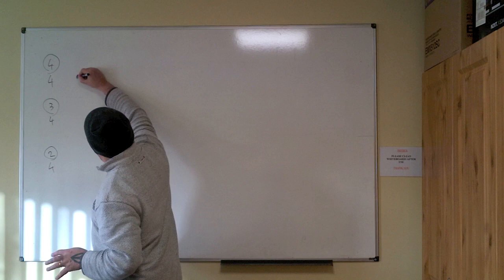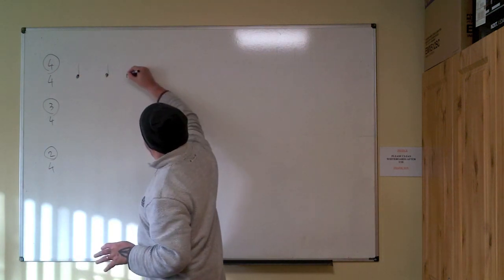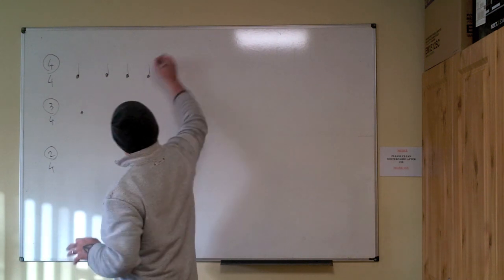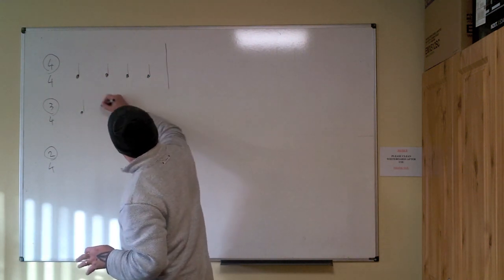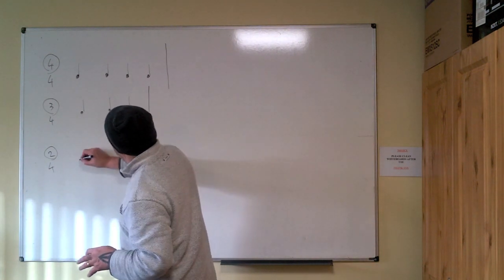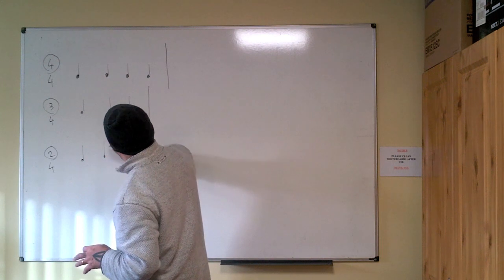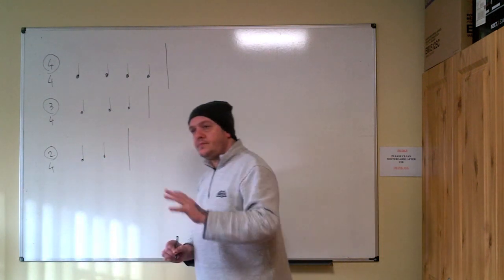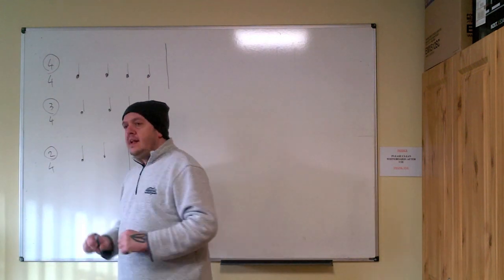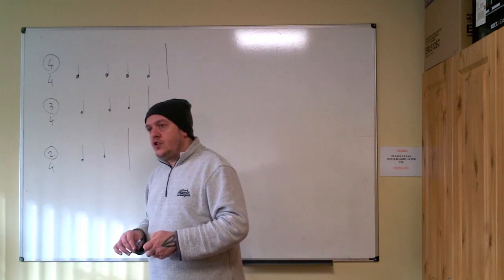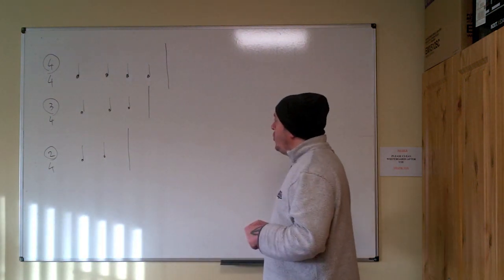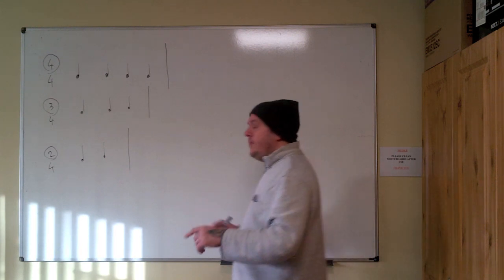I'll write it out. There are 4 quarters right there, and then there would be a bar line. I have 3 quarters there, and then a bar line. And I have 2 quarters there, and then a bar line. So that number below can change, and in grade 2 you'd be dealing with that.